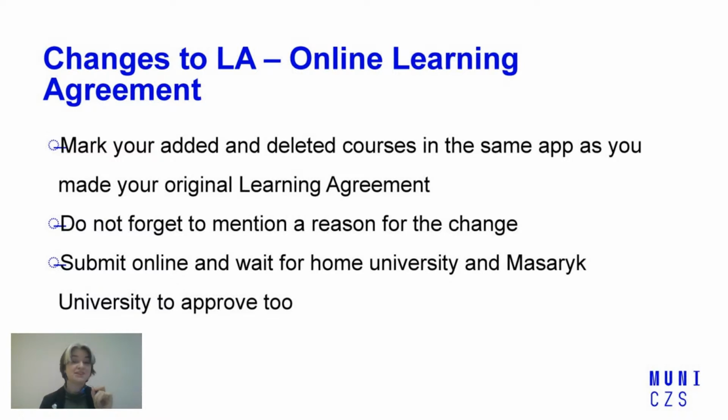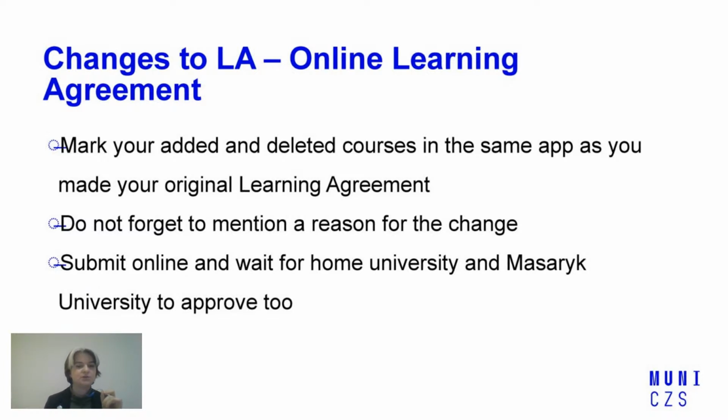The online learning agreement is easier. It's easier for us to work with. It should also be easier for you to work with. You just open the platform that your university uses. If you don't know how to do that, or if you don't know how to open the specific changes learning agreement, ask your home university to help you with that, because they should know how their platform operates, because we have our own platform also. So I assume your home university also uses something else.